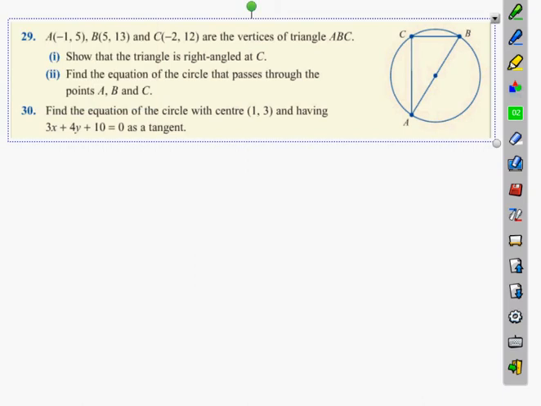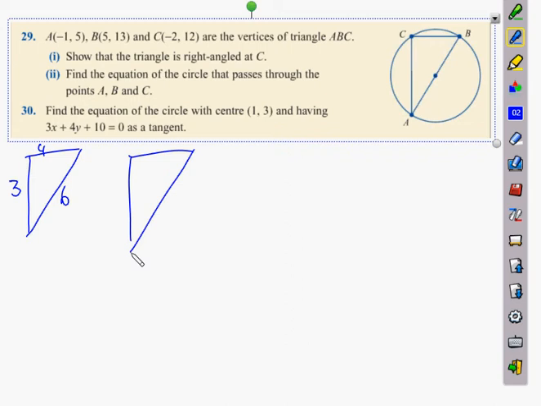As I was telling you the other day, there's a couple of ways to prove that a triangle is right angled. One of the most basic ways is I can draw you right now two triangles, and one of these is right angled and the other one isn't. To prove that one of them is right angled, they obey Pythagoras' theorem. The one that is right angled, Pythagoras' theorem balances.